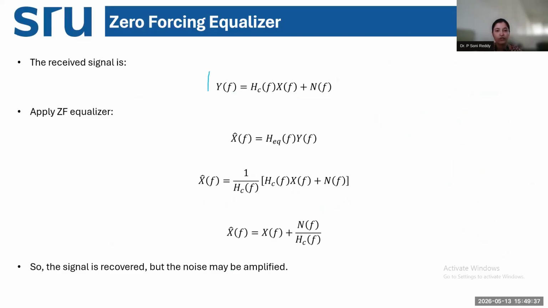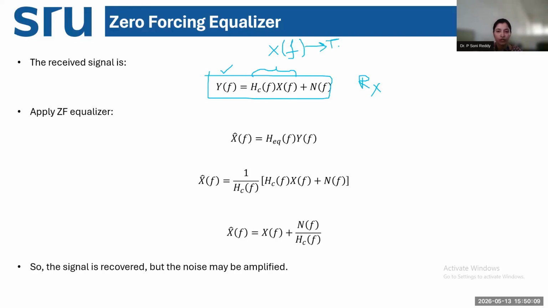In the frequency domain, this is my received signal at the receiver, y of f. Y of f consists of three factors. The first factor is the multiplication of the channel characteristics with the actual transmitted signal. So x of f here is nothing but the actual transmitted signal or symbol.